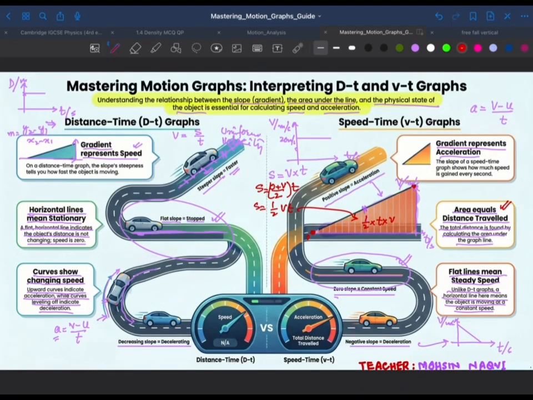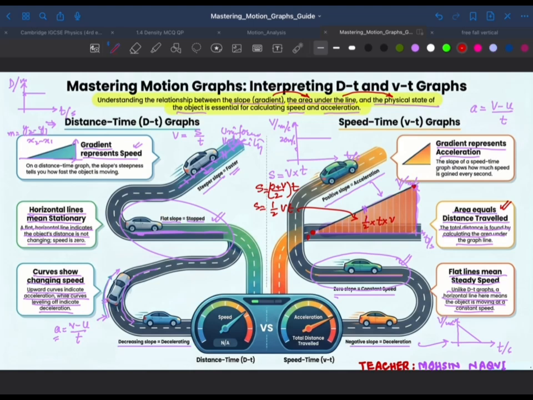Here we have the discussion of the distance time graph and velocity time graph. If you want to calculate the speed and acceleration with the help of your distance time graph (d-t) and the velocity time graph (v-t), then you have to understand the slope of these graphs. You have to understand the area of these graphs, and these two will give you the idea of the physical state of the body as well.